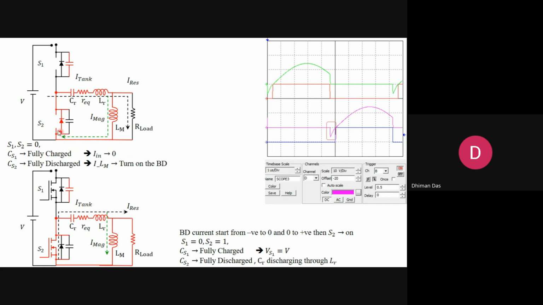So now when the body diode current starts from 0 to positive, then you turn on the switch, the bottom switch. Is there any question up to this? You may please ask. Then I will go to the mechanism of the top switch.